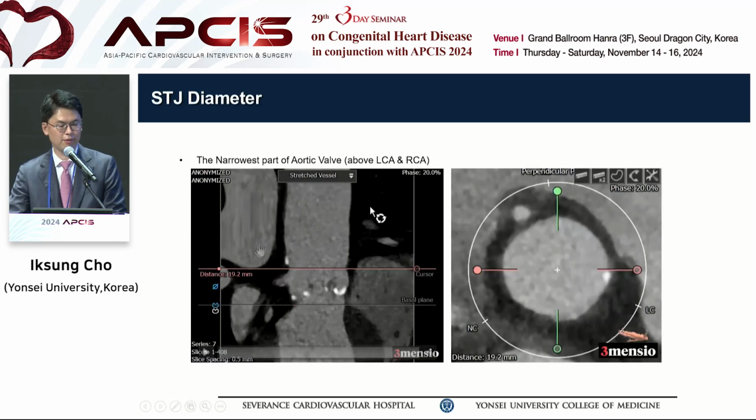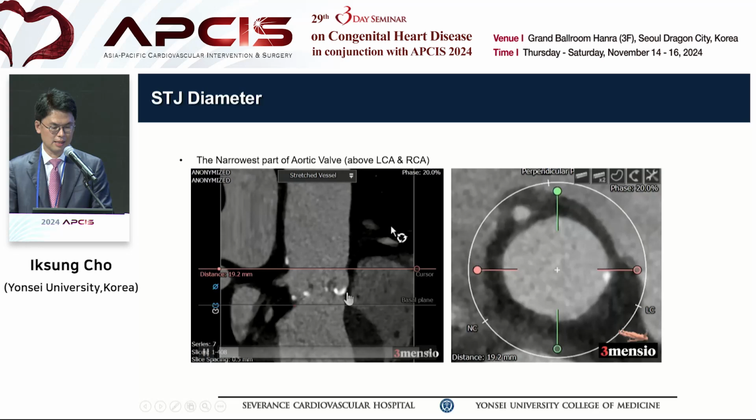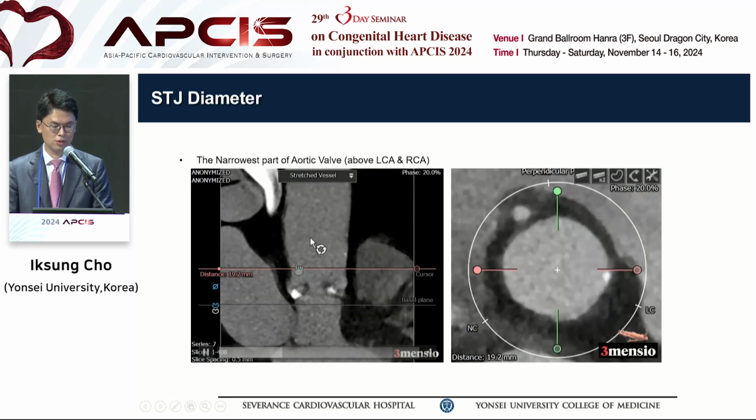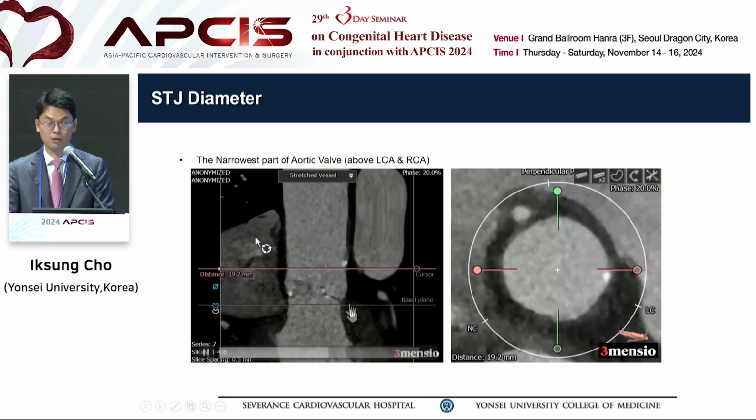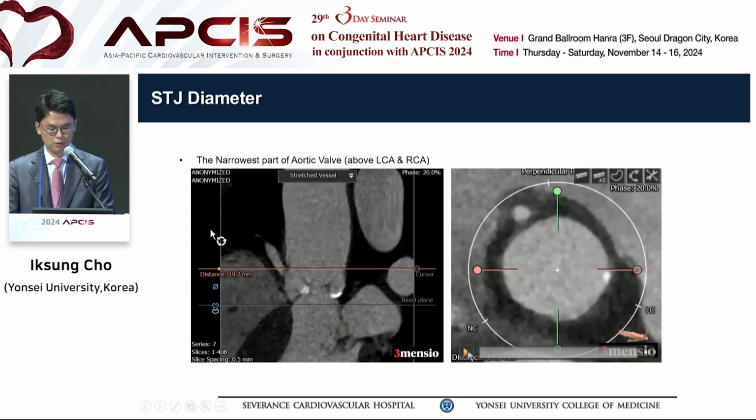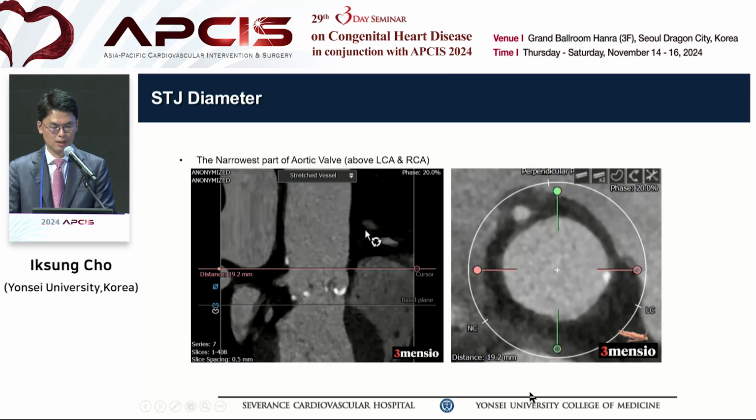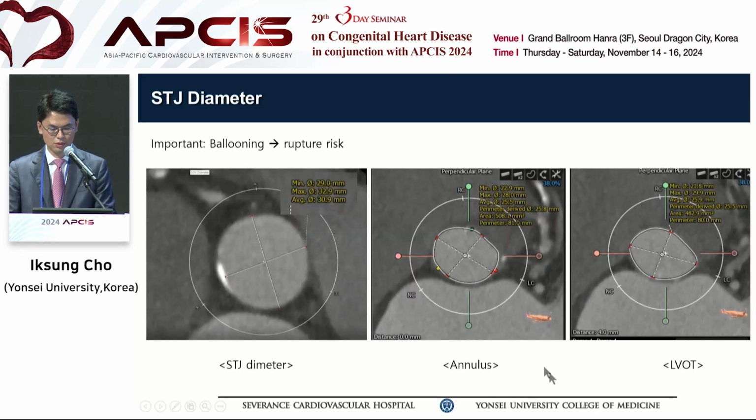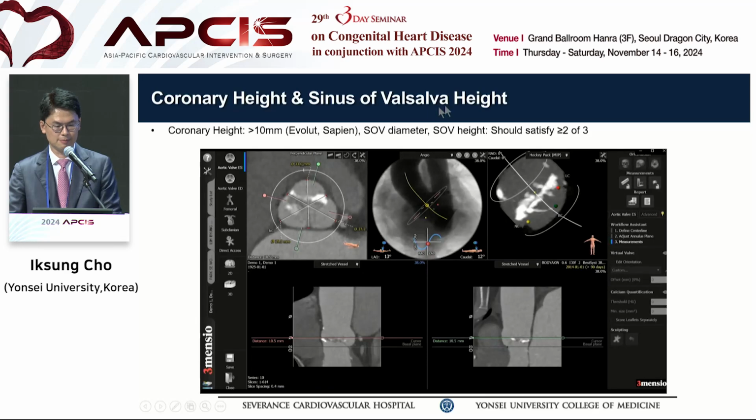Next thing we have to measure is the sinotubular junction. The sinotubular junction is usually the narrowest part of the aortic valve. So we usually provide these values as well, and we have to compare them with the annulus, LVOT, and sinotubular junction diameter. If we try to balloon too large and this STJ is small, there could be a rupture risk. So we have to consider this.